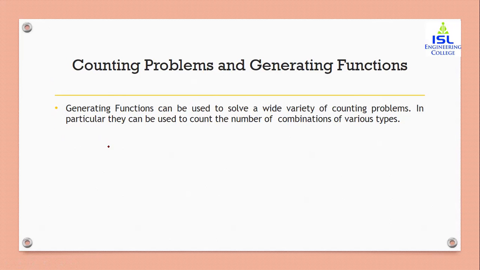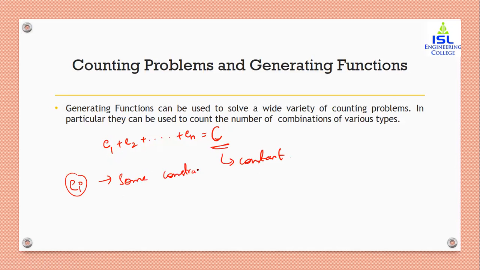Now, instead of that, suppose we have multiple constraints, for example counting solutions to equations. Suppose we have an equation of this form: E1 plus E2 plus and so on up to En is equal to C, where C is a constant value. And each of these E1, E2, or simply Ei, is a non-negative integer, which can be 0 or positive, with some constraint. For each value of E, we have some kind of constraint or condition.